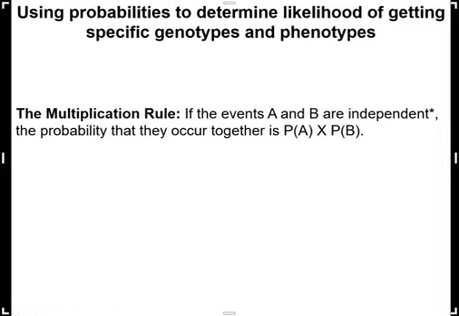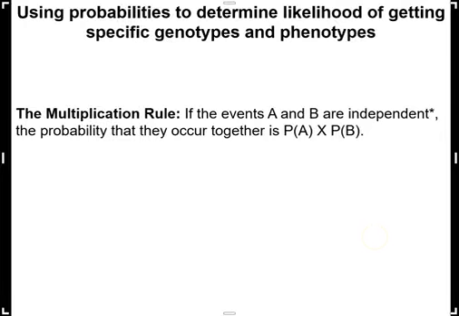All right, so in order to really start to think about what the probability is for having a certain trait based on genotypes, we need to start thinking a little bit about probabilities and statistics. So we're going to use probabilities to determine the likelihood of getting a specific genotype or phenotype if we know what the parent's genotype or phenotype might be. So in order to do this, we need to think about the multiplication rule.